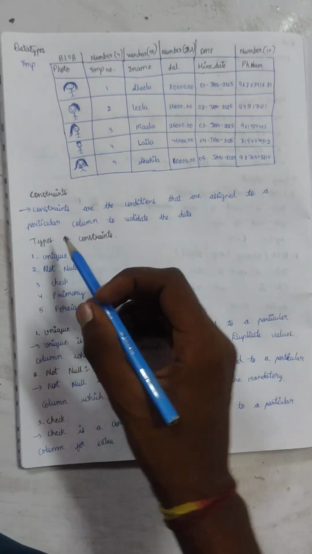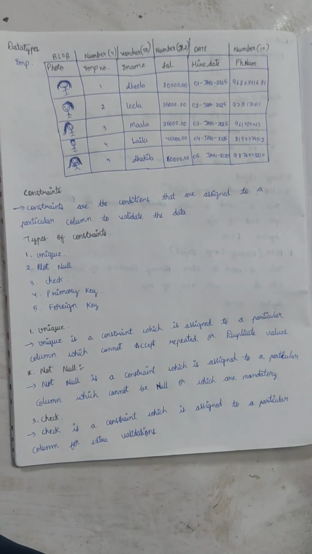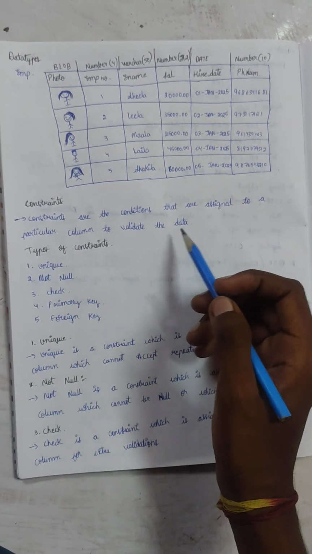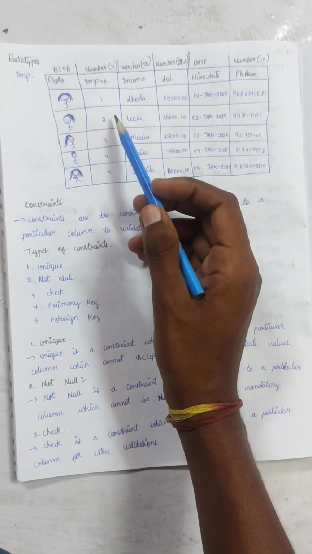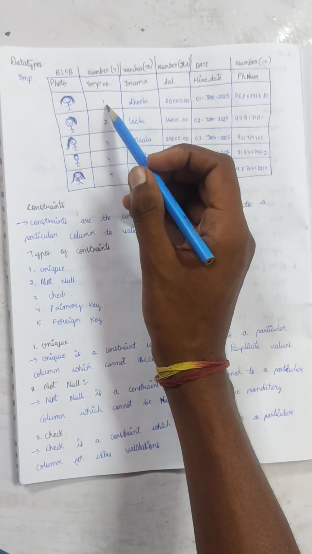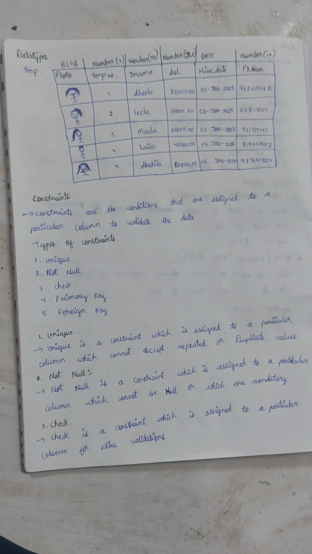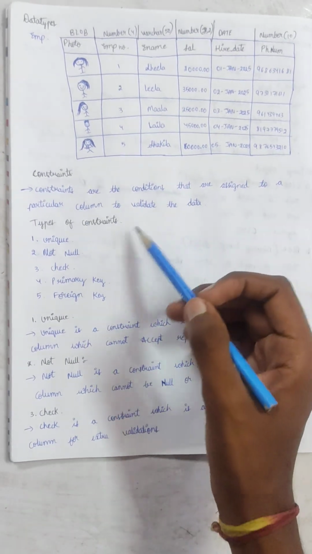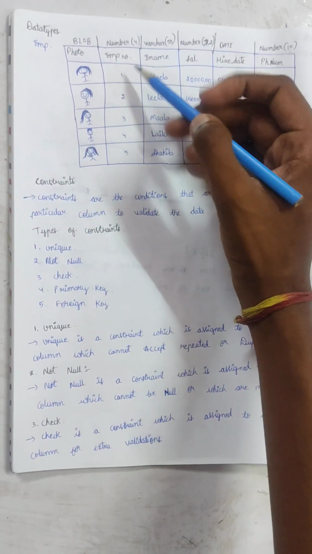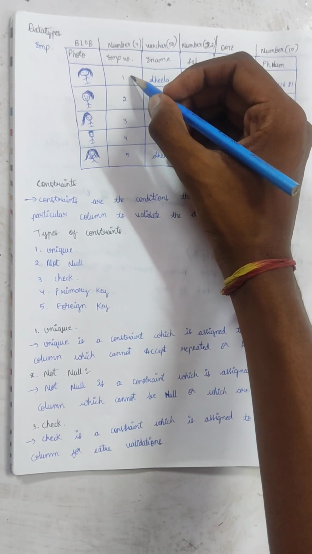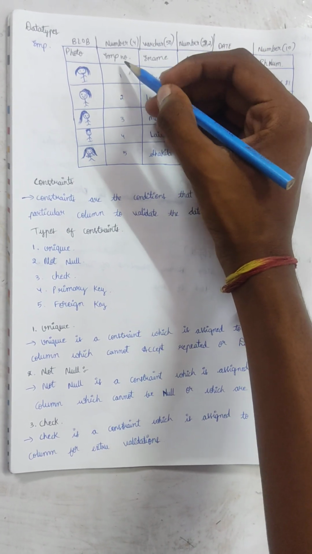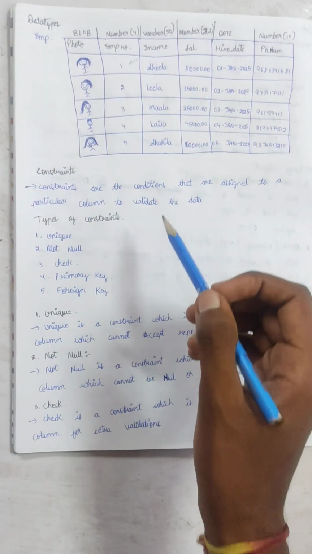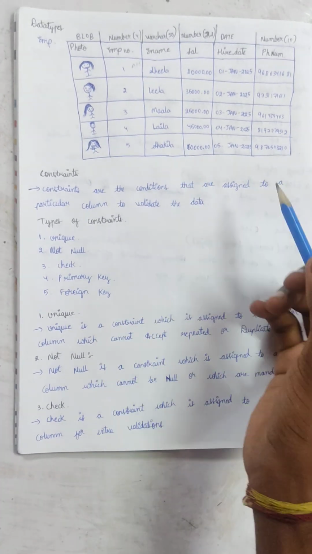Now we are discussing constraints. Constraints are also known as conditions. Constraints are the conditions that are assigned to a particular column to validate the data. For example, if I have an employee number, then a name or ABC or some other characters cannot be used as an employee number. It is used to validate which types of data we are using.